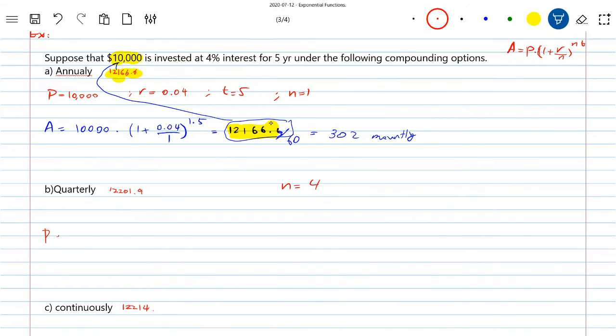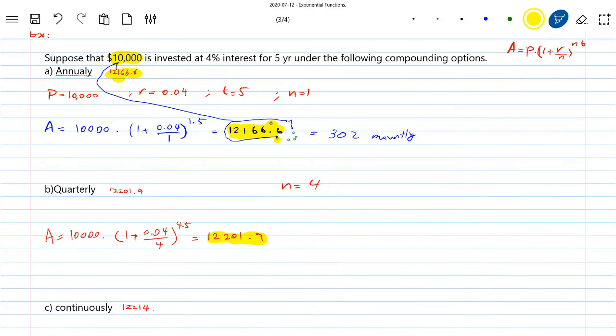So what happens? A equals 10,000 times 1 plus 0.04 divided by 4 to the power 4 times 5. And what do you get at the end? Is 12,201.9. If you compare these two numbers, ignore the divide by 60. Let me erase this part.